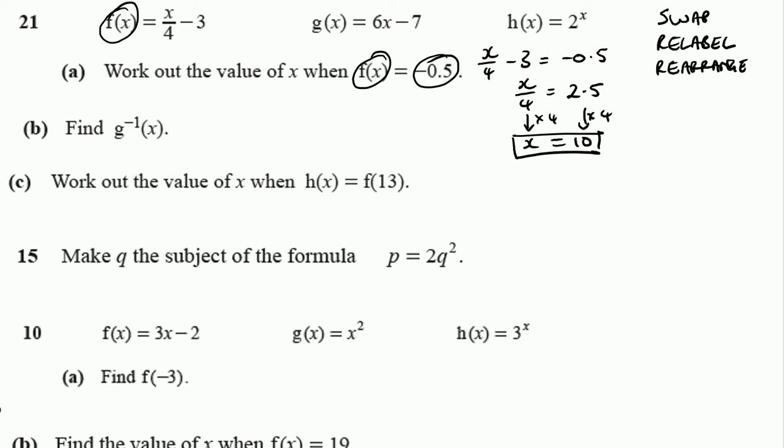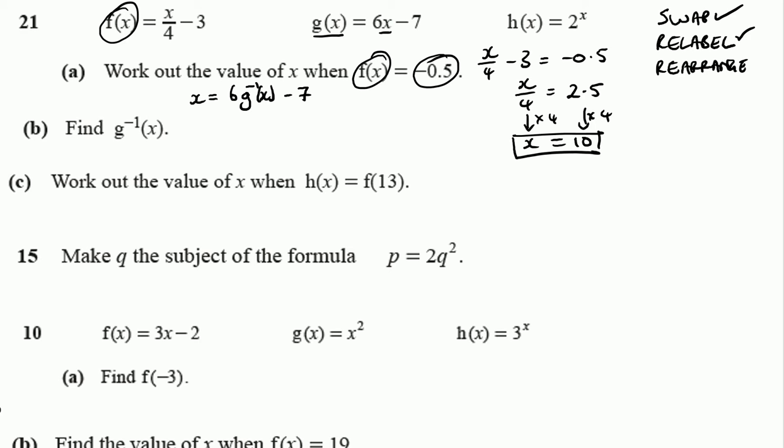If g(x) equals 6x minus 7, and I literally just swap the x and the g(x), I'm going to get x equals 6 times g(x) minus 7. This is not a mathematical rearrangement, this is a swap of two different labels. And now that I've done that, I'm going to relabel the g(x) as g inverse x to represent that I've changed it.